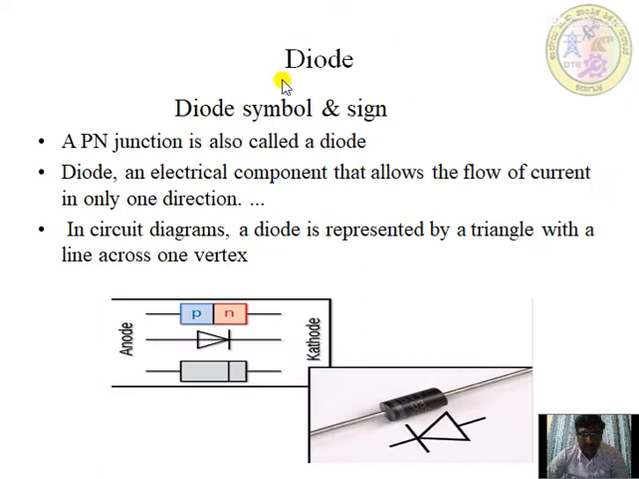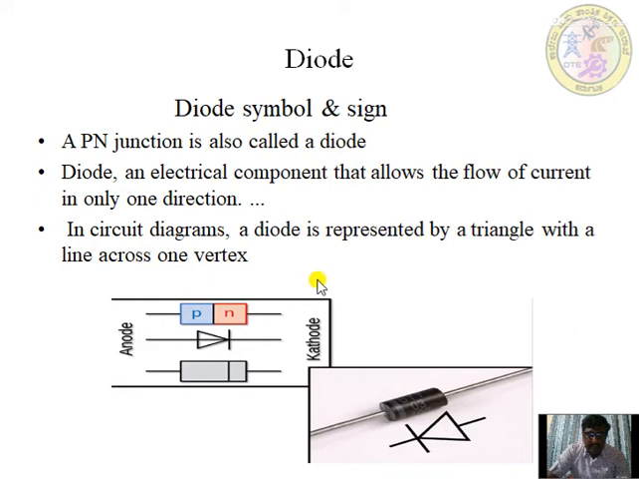Now we will go to the diode. What is the diode, and what are its symbol and sign? A PN junction is also called a diode. In the previous session we already saw that the PN junction combination is known as a diode. A diode is an electrical component that allows the flow of current in only one direction. This is very important: whether it is in forward bias or in reverse bias, the diode allows current in only one direction.